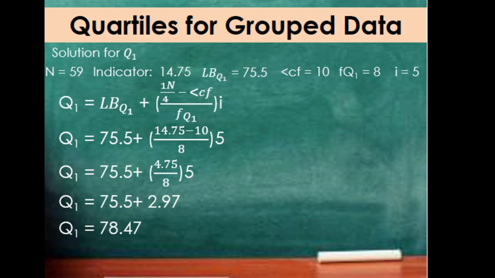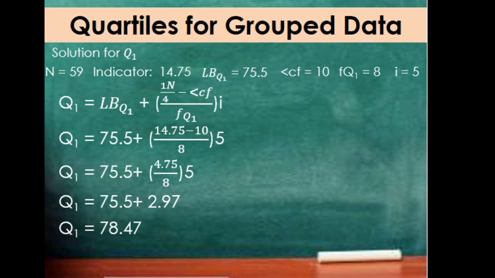So, i-check natin yung result if it is within the limit. Yung limit natin kanina is 75 to 80 or 75.5 to 80.5. So, yung 78.47, pasok siya dun sa class limit ng quartile 1. So, therefore, quartile 1 is equal to 78.47.